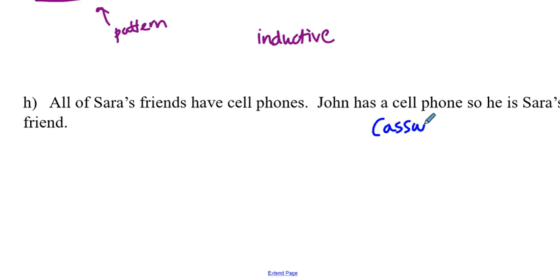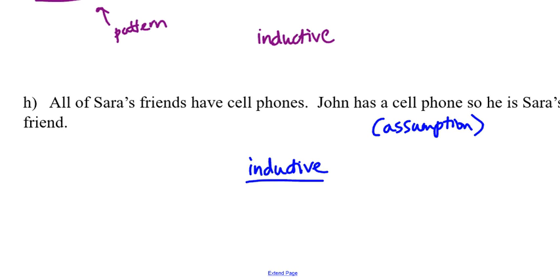However, we're trying to go on some type of pattern, right? Since all of her friends have phones, and John has a phone, well, he must be her friend. Well, that's not necessarily true. However, our reasoning here is still inductive reasoning because it's based on a pattern or an assumption. Okay, so those are a bunch of examples for you. Hopefully you're getting a better feel for discerning those two.